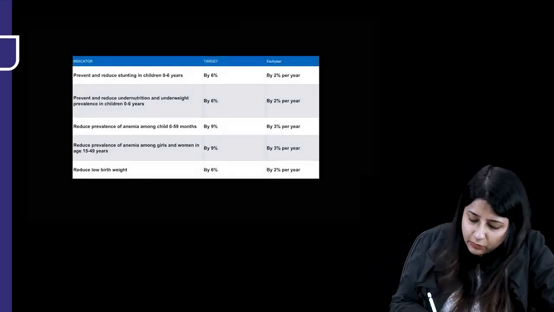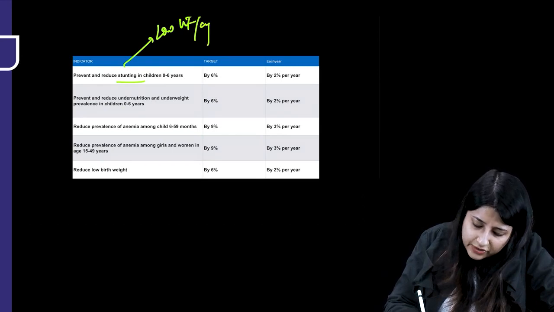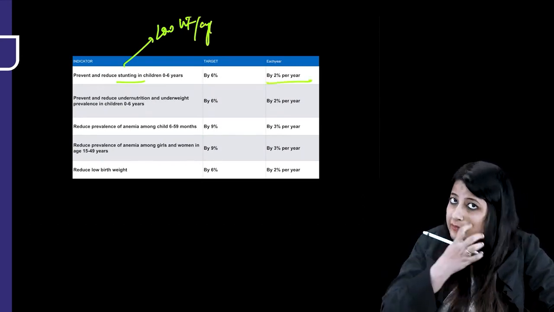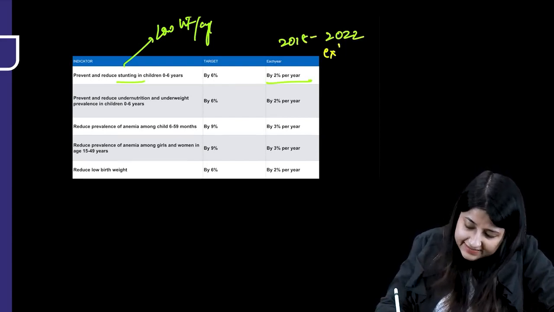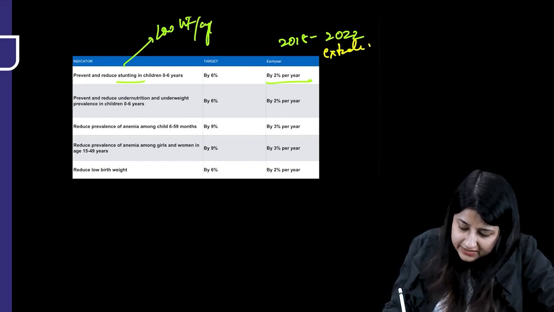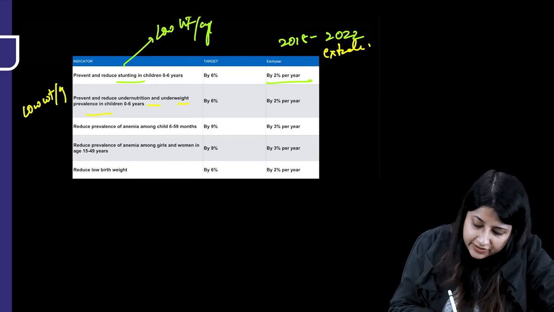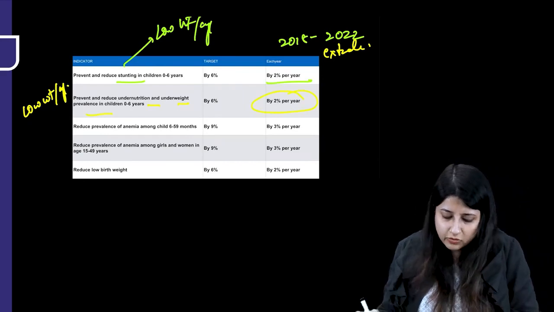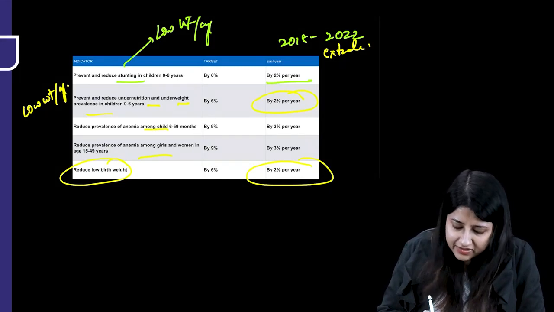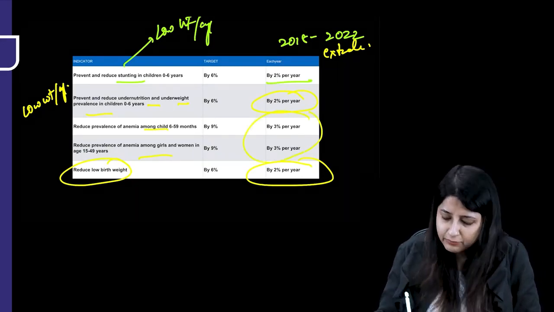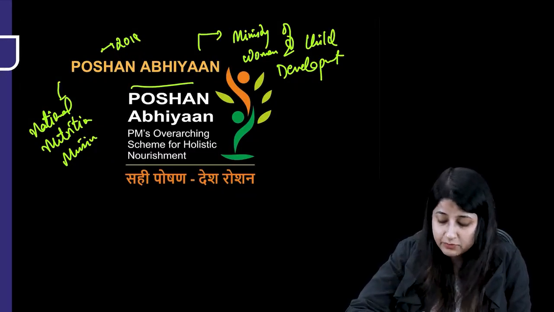So we wanted to reduce stunting. Stunting means low height for age, by 2% point per year. This was a program from 2018 to 2022, but it has been extended now. Undernutrition and underweight, that means low weight for age, we want to reduce by 2% point every year. And low birth weight also by 2% point. But anemia prevalence, whether up to 5 years or among girls and women, by 3% point every year. So that is PM Poshan Abhiyan. Look at the diagram. This is important.